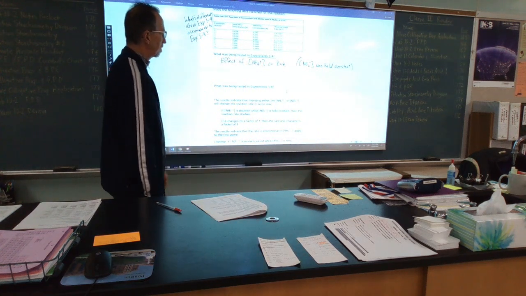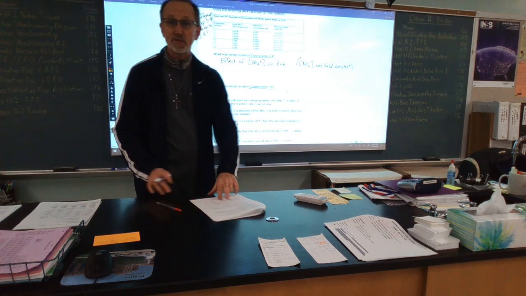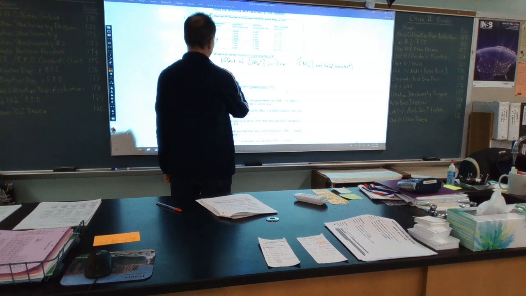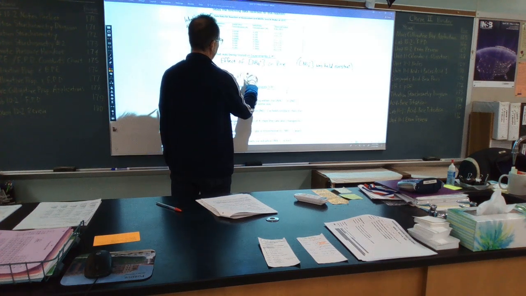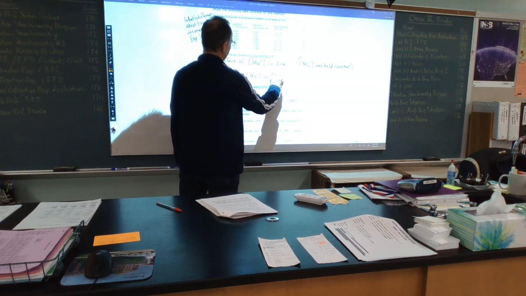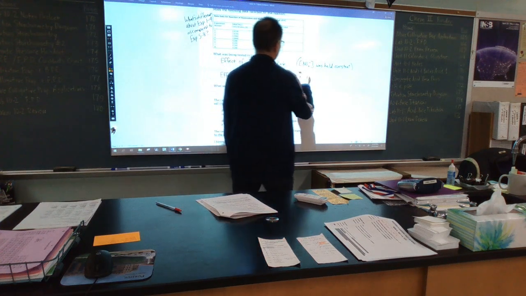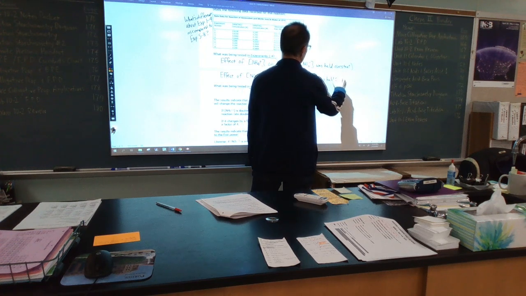On the next page, what was being tested in experiments 5 through 8? Well, we just said just the opposite, right? In 5 through 8, we were testing the effect of nitrite ion concentration on the rate. Because in those 4 experiments, 5 through 8, the ammonium ion concentration was held constant.